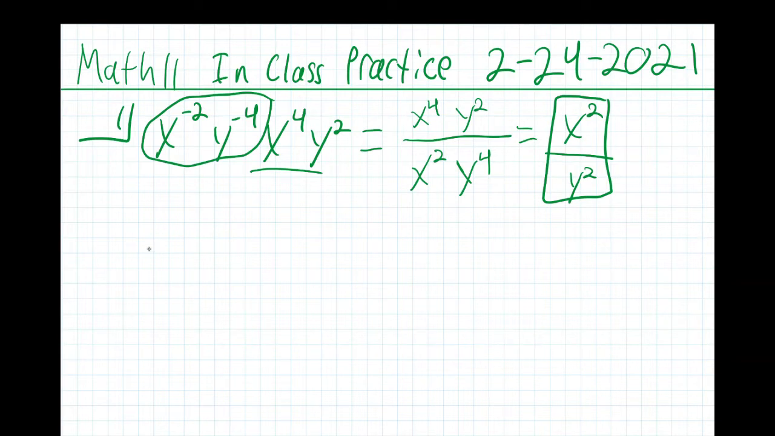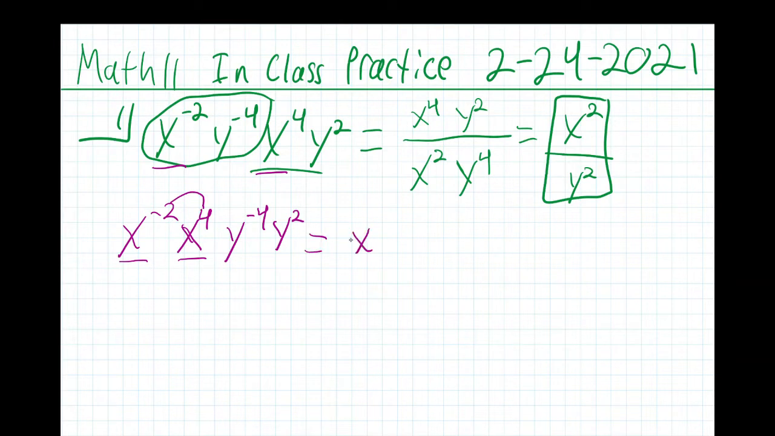Now, I'm going to show you another way we could have done this. So instead of moving the negative exponents first, we could have just combined x to the negative second times x to the fourth times y to the negative fourth times y to the positive second. So here, whenever you multiply exponents, you add them together. So negative 2 plus 4 there.